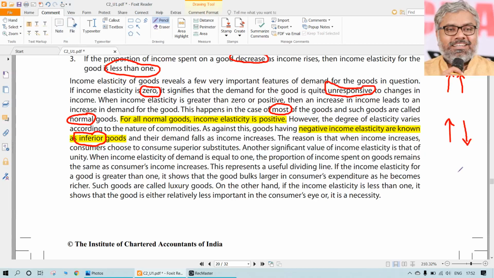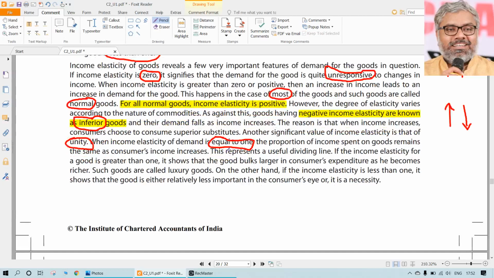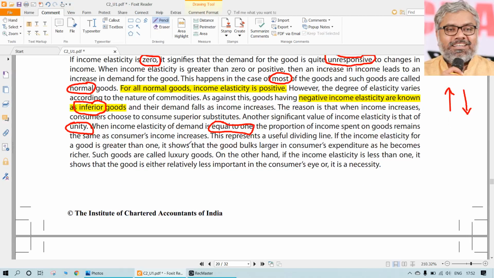Another type of situation could also be there, possibly, where the income elasticity of demand is equal to 1. That is also possible. In other words, the percentage of increase in the income of the people is equal to the percentage of change in demand. Very rare, though, it is also another possibility. There we can call that elasticity is unity. So either it is 0, or it is negative, or it is positive, or it is equal to 1.